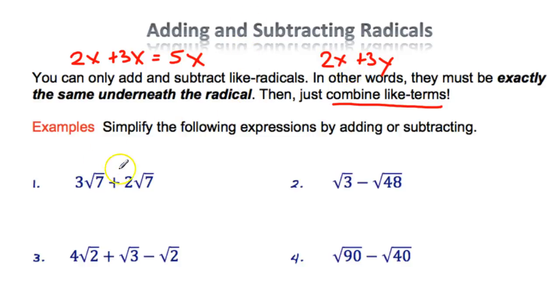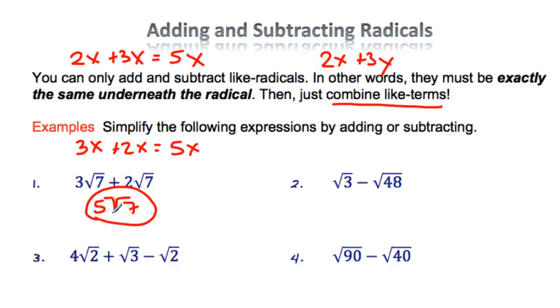When we're doing radicals or square roots, you can do it just like this if the number underneath the radical sign is the same, right? So I'm looking at this one. Yeah, these are the same, right? There's a 7 under the radical and there's a 7 under the radical. So if I said 3x plus 2x, what does that equal? Well, that's really 5x, right? So if I add these up, this can really be 5 radical 7. Boom, just like that. Piece of cake.